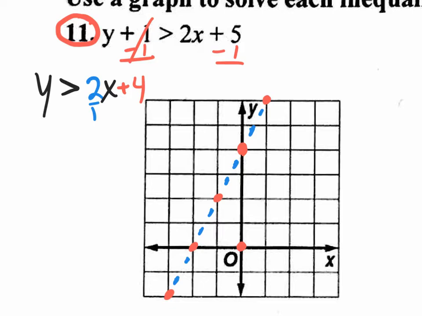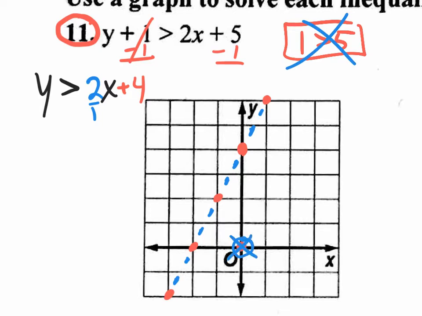And you could go with the original, or you could go with your modified, your slope-intercept form inequality. If you go with the original, plug in a 0 for x, plug in a 0 for y, and you're going to have 1, because 0 plus 1 is 1. 2 times 0 is 0 plus 5 is 5. So you're going to have 1 is greater than 5. What do you think of that? That's wrong. So is this an answer? No. Where are your answers at? The other side. So shade in the top part.